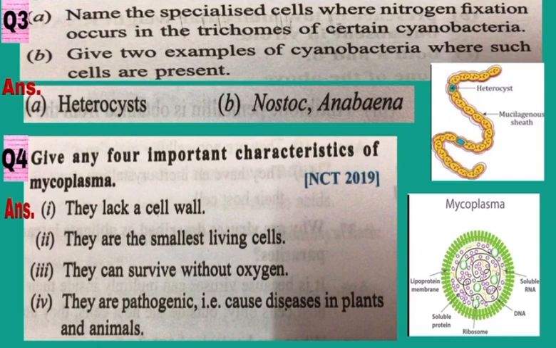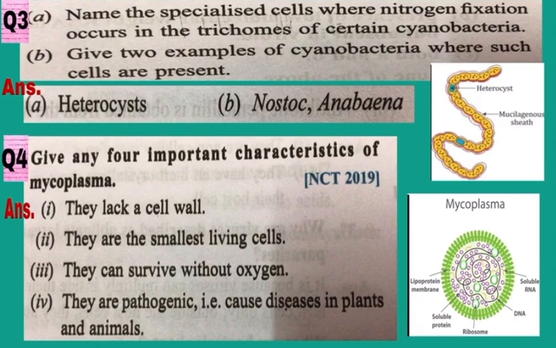Part B of the question. Give 2 examples of cyanobacteria where such cells are present. Answer: 2 examples of cyanobacteria are Nostoc and Anabaena. Note an important point: cyanobacteria are blue-green algae and have chlorophyll a similar to green plants and are photosynthetic autotrophs.